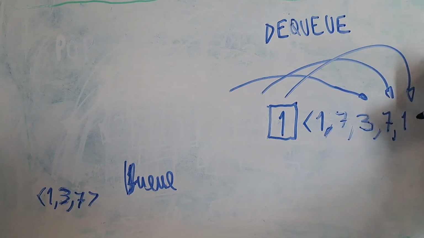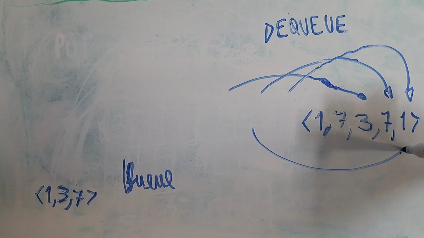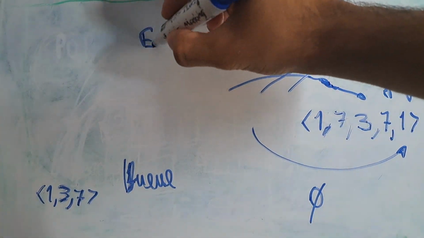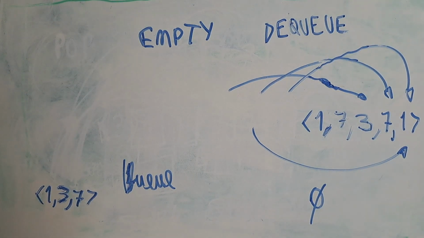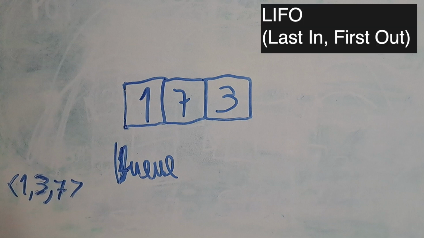And if we want to remove elements when there are none left, we get an error because the queue is empty. If we look from a perspective from left to right, we will realize that we're always inserting elements at the end of it and removing at the first position of it. We call this a FIFO data structure, first in, first out.